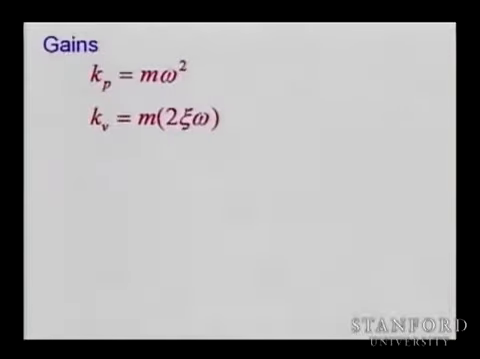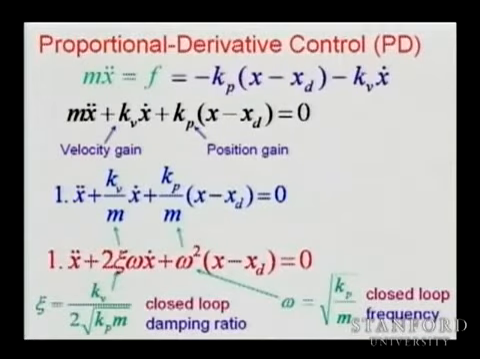So what is the relationship between Kp, Kv, and those performance measures? From those two equations, we can write Kp is m omega squared. And Kv is m 2 zeta omega, right? Just rewriting these two equations and computing Kv and Kp.